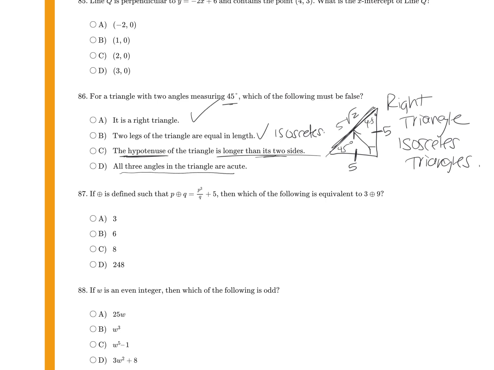D, all three angles are acute. Well, that's false. So that would be the answer. All three angles are not acute. One of the angles is 90, so it's a right triangle.